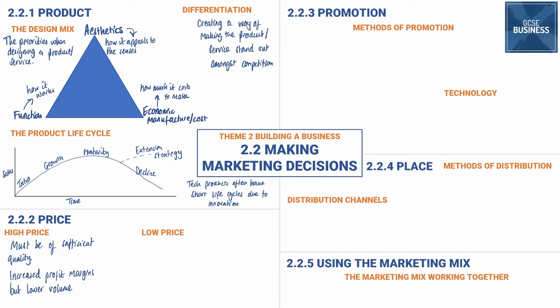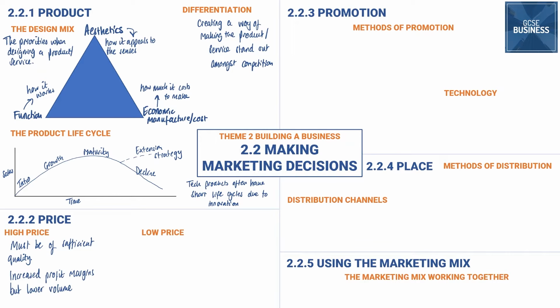Obviously, it goes without saying that it must be of a sufficient quality. You can't charge a high price for low quality products. Well, you can. You're probably just not going to make very many sales. Now, this alludes to 2.2.5, which is using the market mix, and it's mainly just about the market mix working together, because what we're effectively saying here is that your price has to match your product. Your products are high quality, you can have a high price. If your products are of a low quality, you're probably going to have a low price.